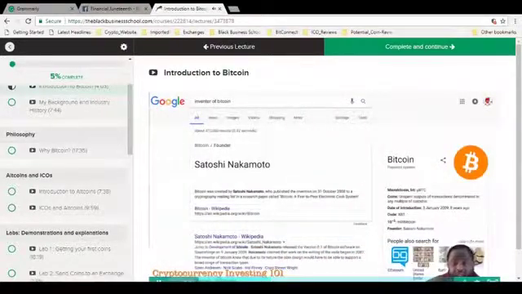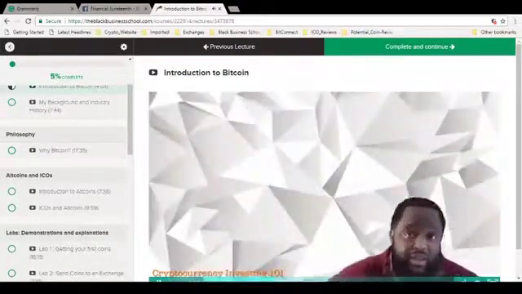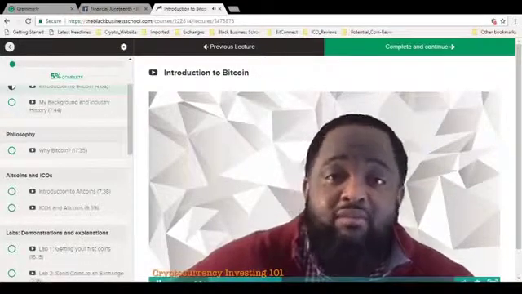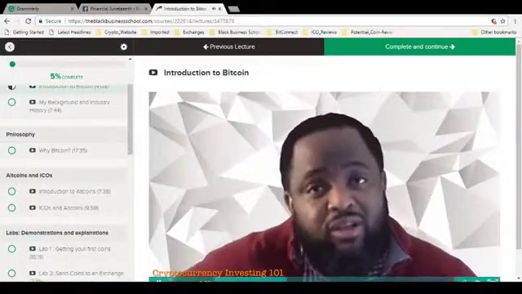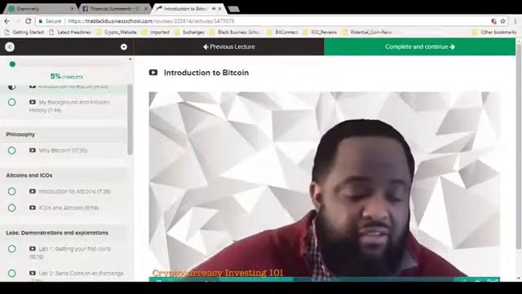Some people don't know who he is. Some people believe he is a lot of people. They think it's a group of people that did this. But essentially, Satoshi Nakamoto invented Bitcoin around October of 2008, during the economic crisis, when we were dealing with the economic crisis. And it was an answer to that.